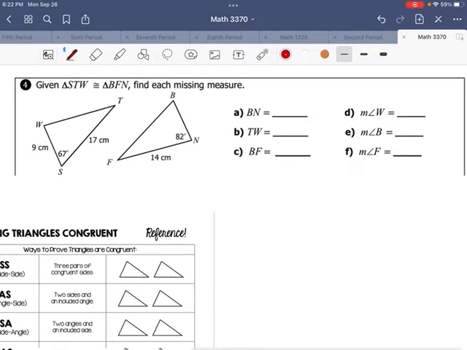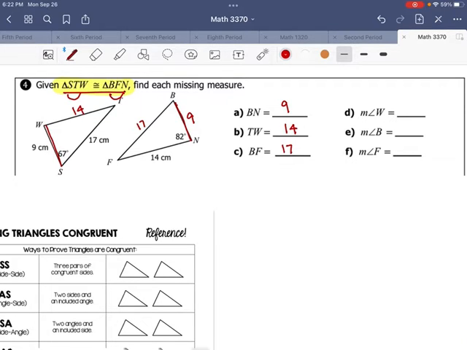So it says find each missing measure. So we know that the triangles are congruent because it's telling us that in the problem. So if they're congruent, we can assume that all of their corresponding parts are congruent. So BN, they want to know what BN measures. So if you look at our little table, our congruency statement, BN corresponds with SW. So since SW is 9, BN is also 9. TW corresponds with FN. So TW must be 14 because FN is 14. And then BF corresponds with ST, and that one is 17.